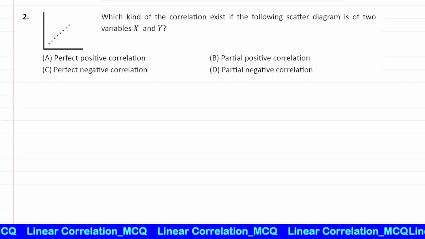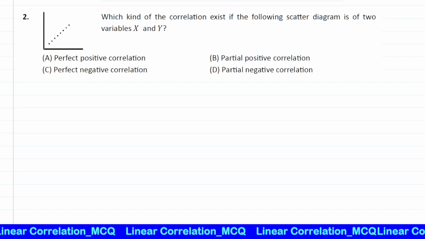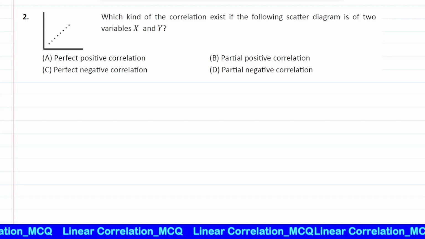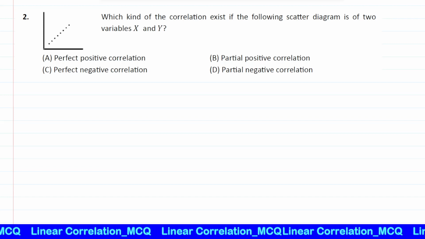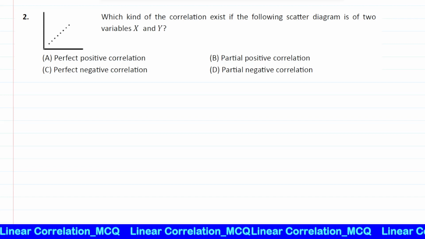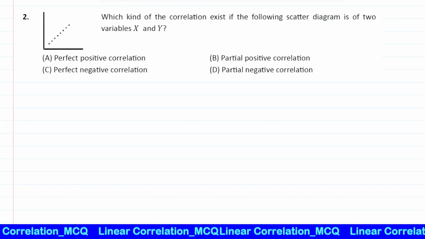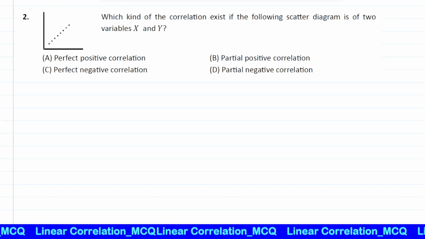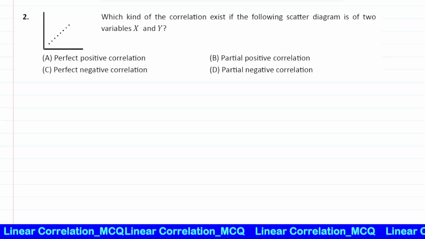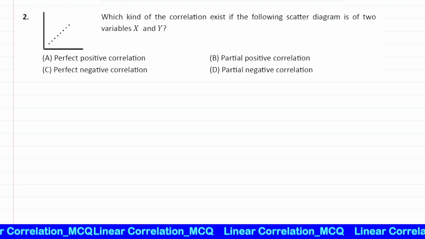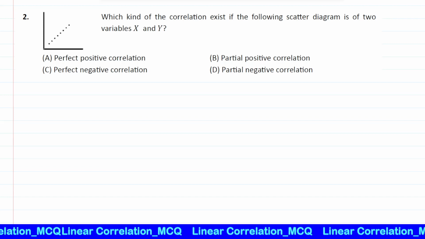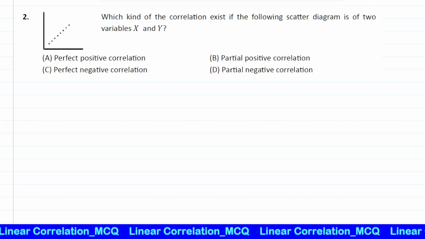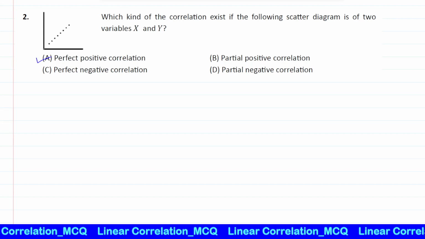Second question is regarding scatter diagram. Which kind of the correlation exists with the following scatter diagram of two variables x and y? Perfect positive correlation, partial positive correlation, perfect negative correlation, partial negative correlation. Students, we know that if all the points lie on a straight line and the straight line is in increasing order, then there is perfect positive correlation between two variables. So option A is correct.